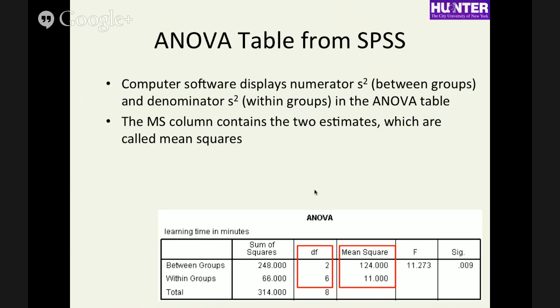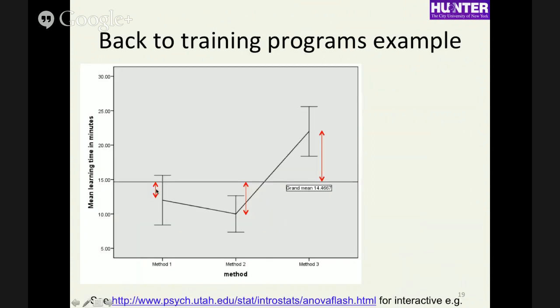Here's what you get if you actually plug it into SPSS. It's going to give you this ANOVA table. So this ANOVA table says there's between groups sum of squares. The between group sum of squares is going to be the differences of the mean of each group from the grand mean. So it'll be these red distances squared and added up.